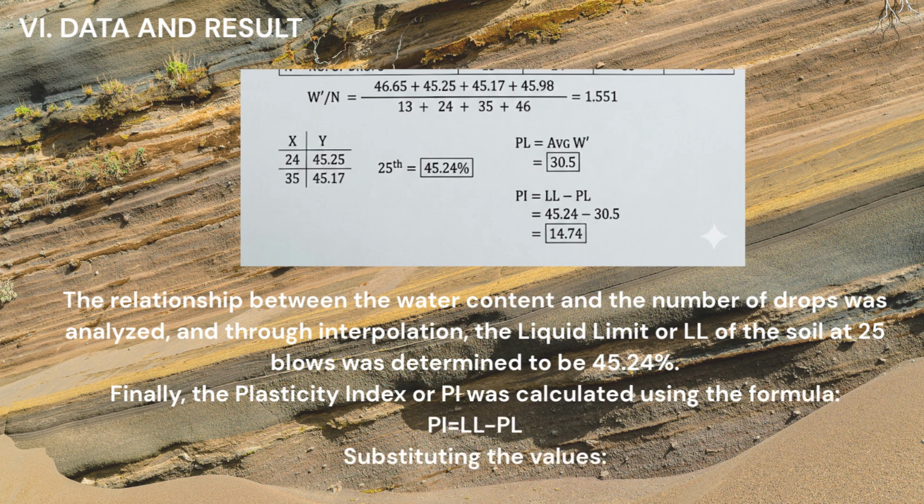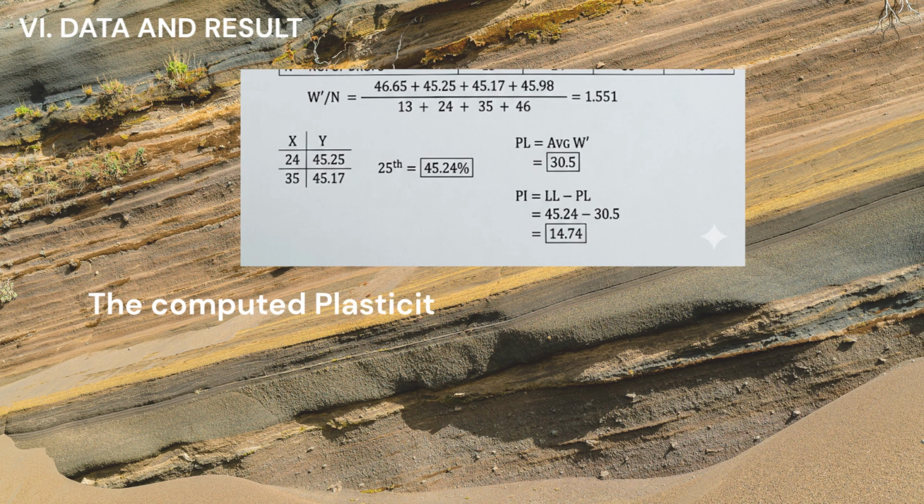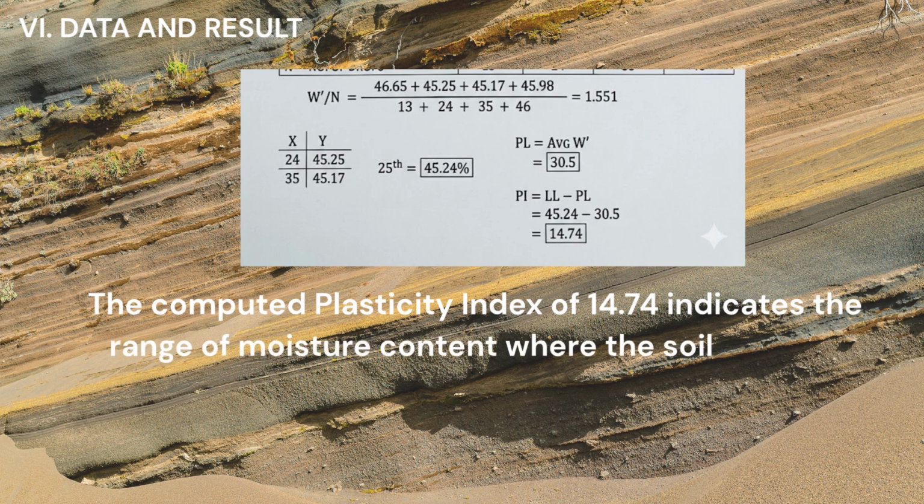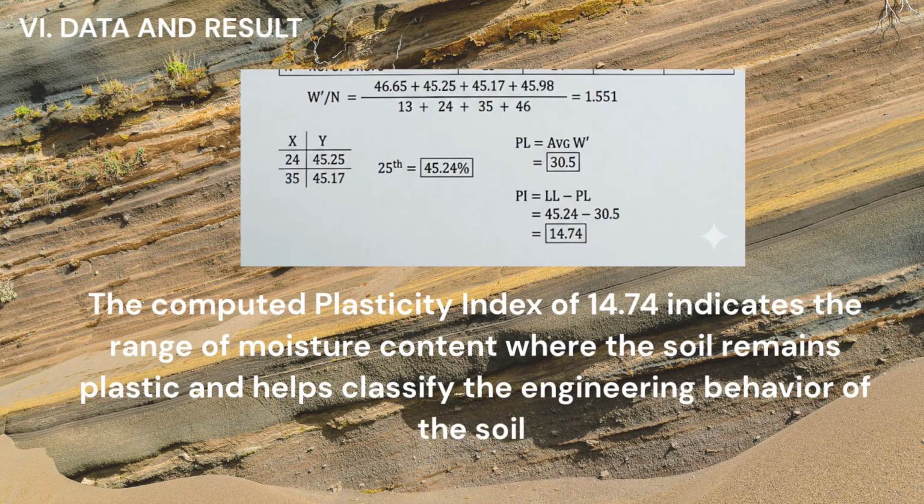Substituting the values, the computed plasticity index of 14.74 indicates the range of moisture content where the soil remains plastic and helps classify the engineering behavior of the soil.